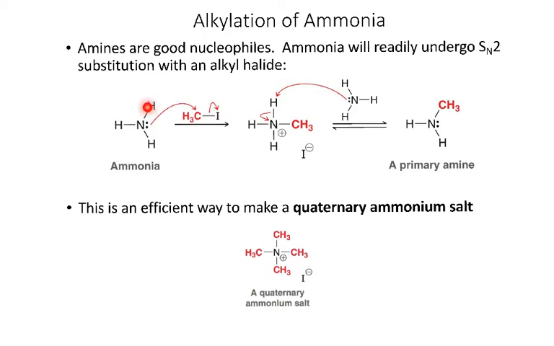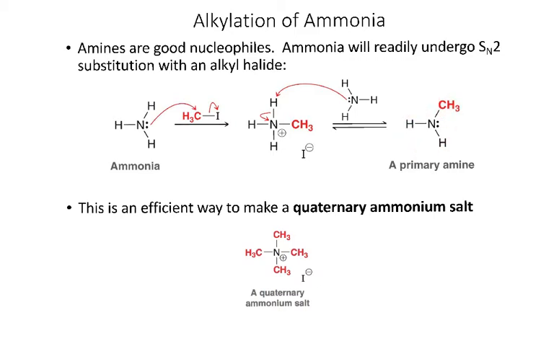In this example, we're looking at ammonia reacting with methyl iodide, and we get this SN2 reaction where the ammonia replaces the iodine, which is our leaving group. This gives us an ammonium ion, and then the ammonia that's present will act as a base to deprotonate my ammonium ion to give me a primary amine.